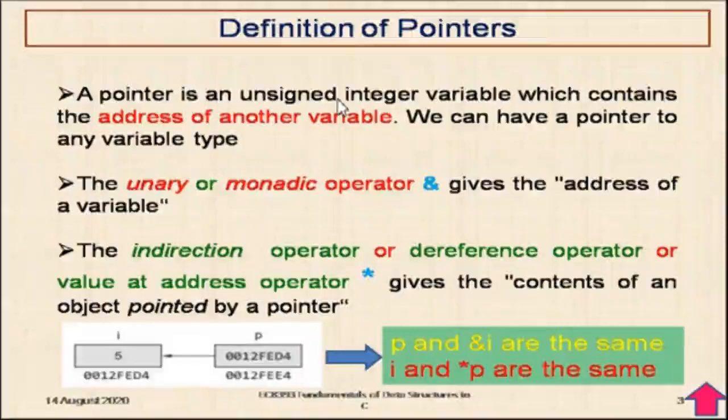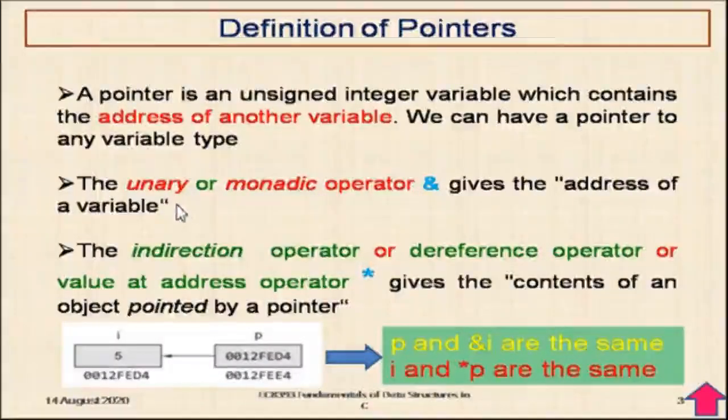As we have house numbers, no house number is negative, like minus 45 or minus 50. We don't have that. Similarly here, whenever an address comes into the picture, it is going to be an unsigned integer. That is why a pointer is called an unsigned integer variable which holds the address of another variable. Here we actually have two operators which play with pointers.